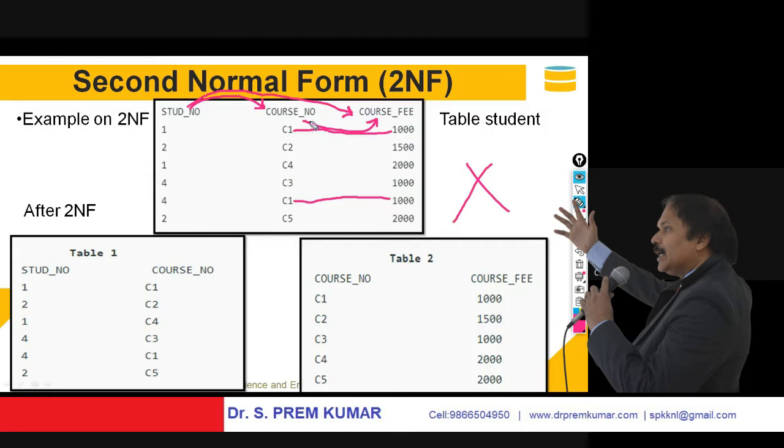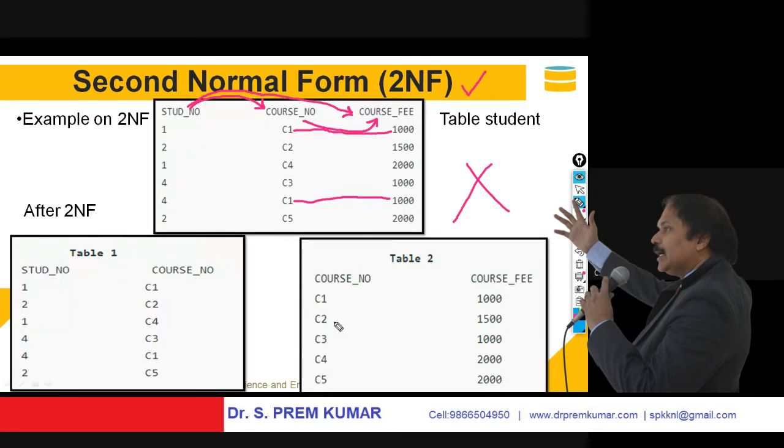As you notice the partial dependency, we need to go with a normalization technique called second normal form, 2NF. Now observe here: this big table is being decomposed into two smaller tables, table 1 and table 2.